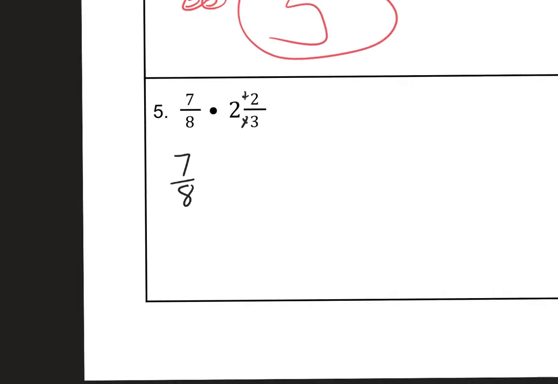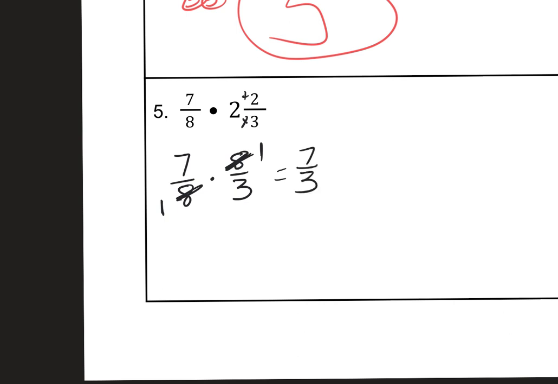So we're going to have 7/8 times 8/3. Now we can multiply. And yes, for those of you who immediately see this, we can cross out the 2 8s. They are both replaced with 1s. Multiply straight across, we have 7/3.